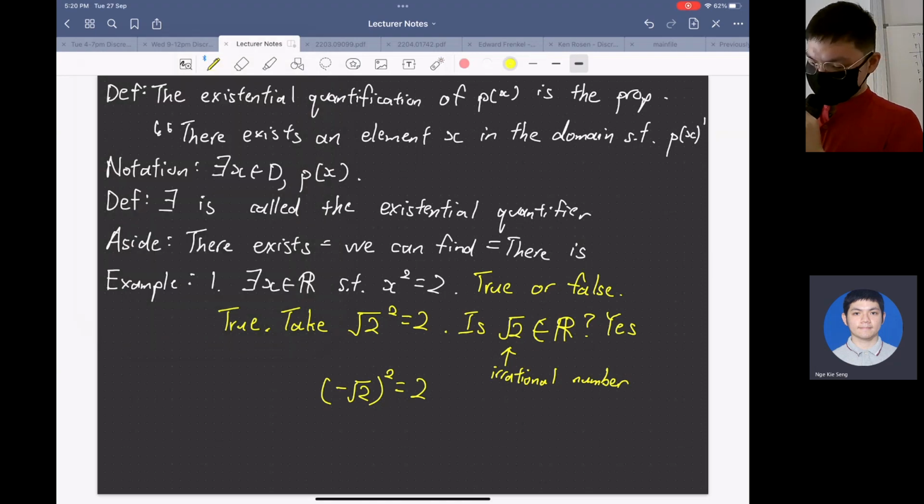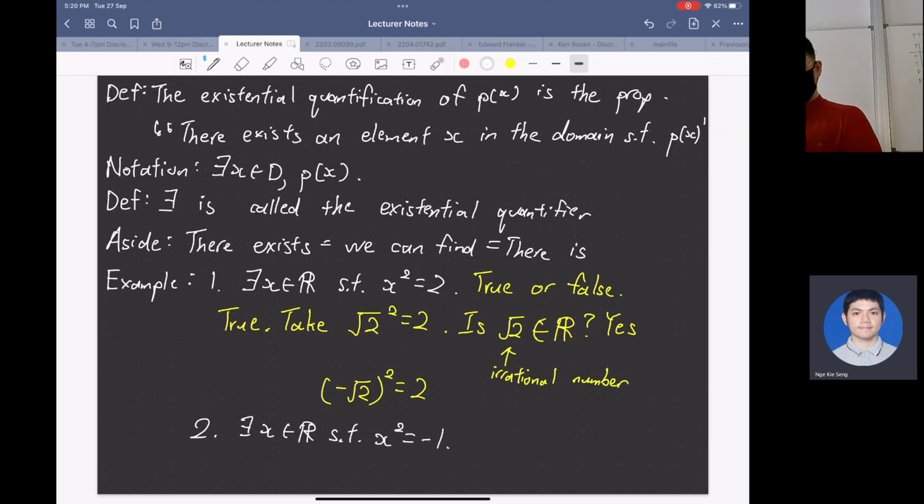Okay, let's do the other example. There exists an x in R such that x squared equals -1. True or false? False. Why?